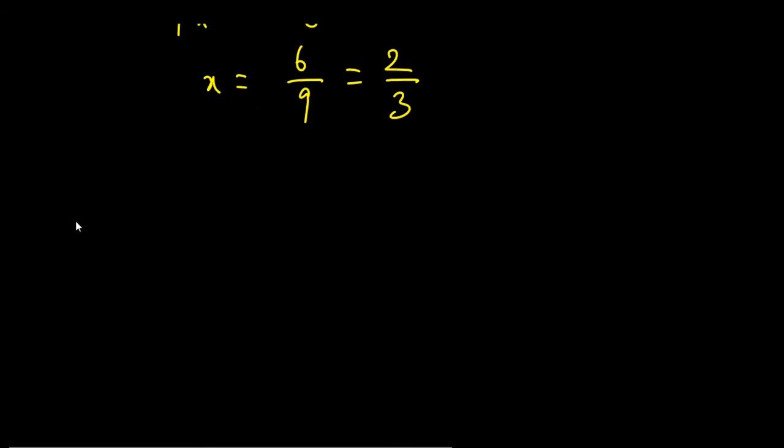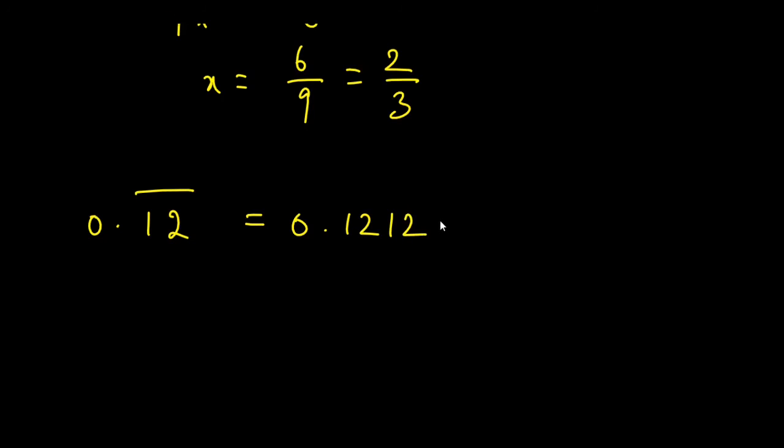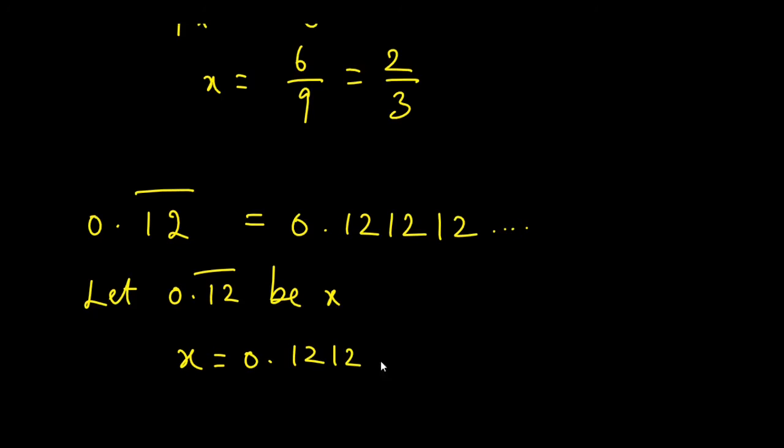So one more example with a different periodicity. 0.12 bar. Here the periodicity is 2. 2 decimals are getting repeated. This is 0.12, 1 2 1 2 getting repeated like this. So let 0.12 bar be x. That means x is equal to 0.121212 getting repeated.